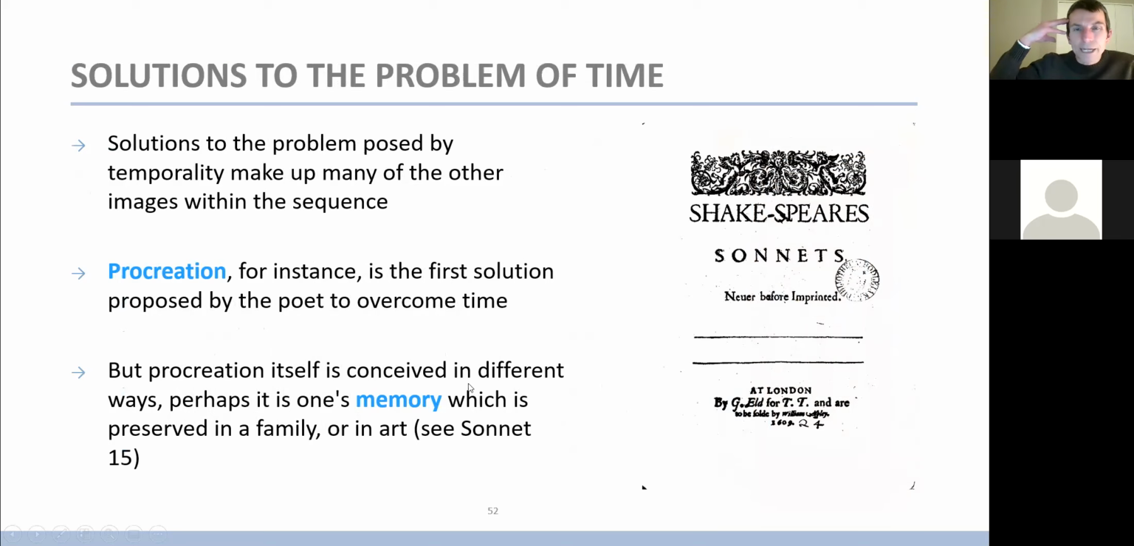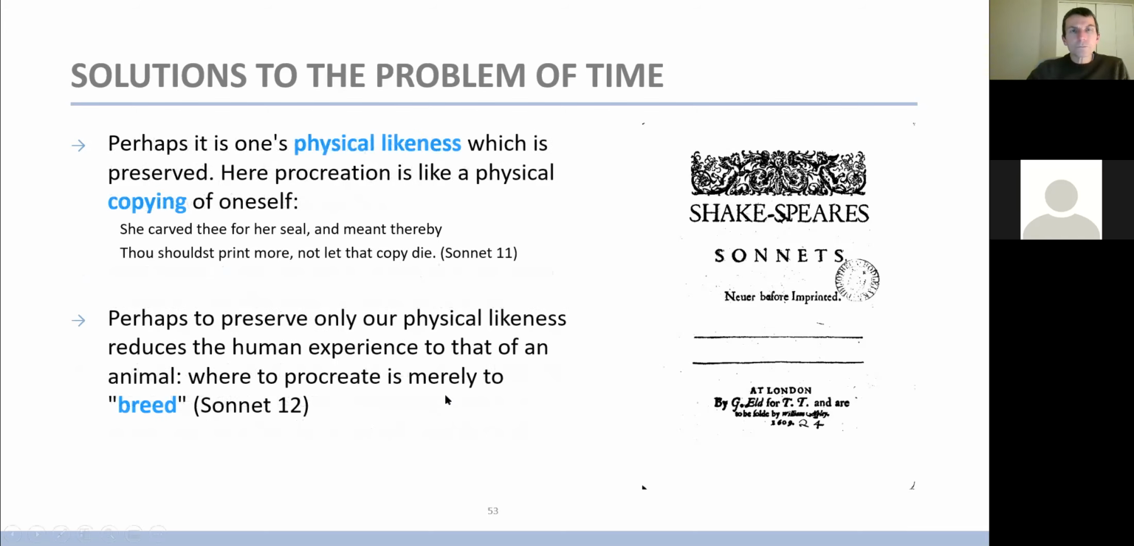Perhaps it's one's memory that's preserved. Like what in the child? So we know what about the parent is preserved in the child. Maybe a physical resemblance. Is it memory that is preserved, like others will be able to recall the parent when seeing the child? And the same with art. Art becomes that which replaces the having of children. And this notion of having just a physical likeness is also the issue there.